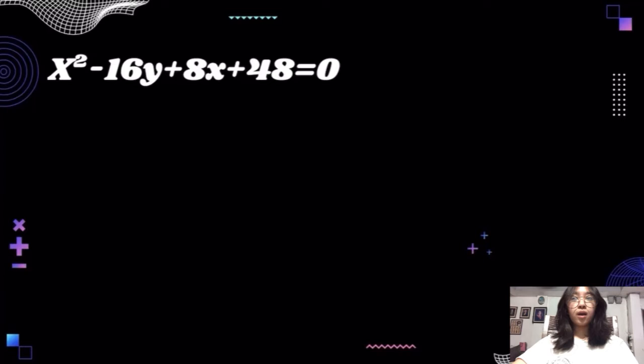First, we need to identify if the parabola is vertical or horizontal. Since the x is squared, that means our parabola is a vertical one. So, the formula of a vertical parabola is x minus h squared is equal to 4p times y minus k.